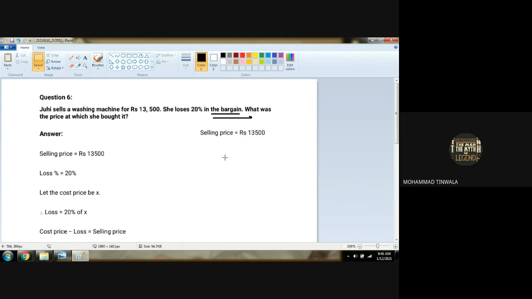And loss, she made a loss of 20%. Loss percent we have. Loss percent is 20% what we have. Let me clear you, okay? What was the price at which she bought? We don't know the buying price. What we don't know? Buying price.